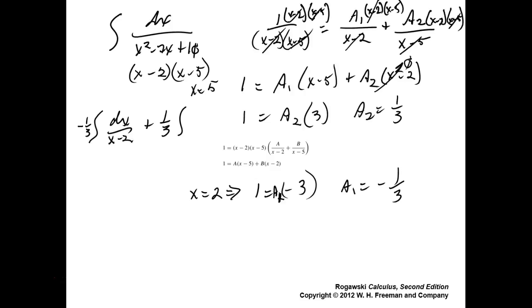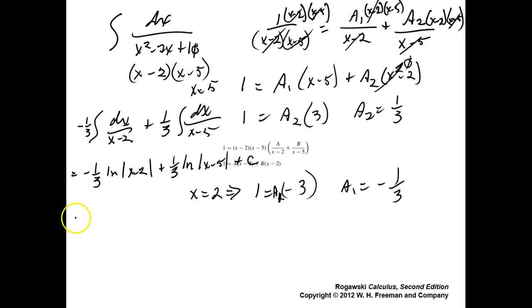So that'd be 1/3 times dx over x minus 5, because A2 is over x minus 5. Think we can do those? That's equal to negative 1/3 times the ln of x minus 2 plus 1/3 times the ln of x minus 5. Okay? And then plus C. Duh.